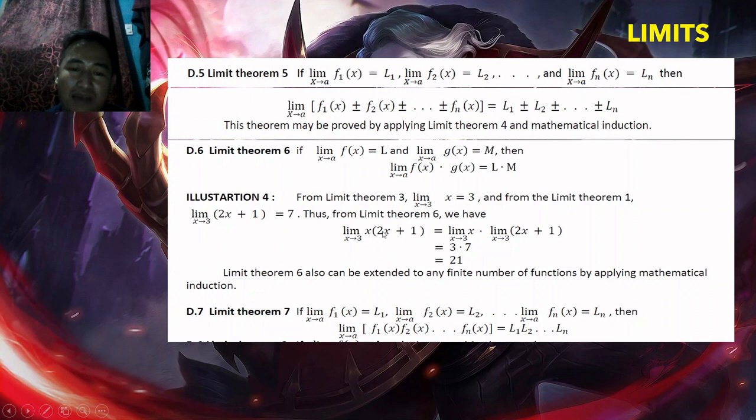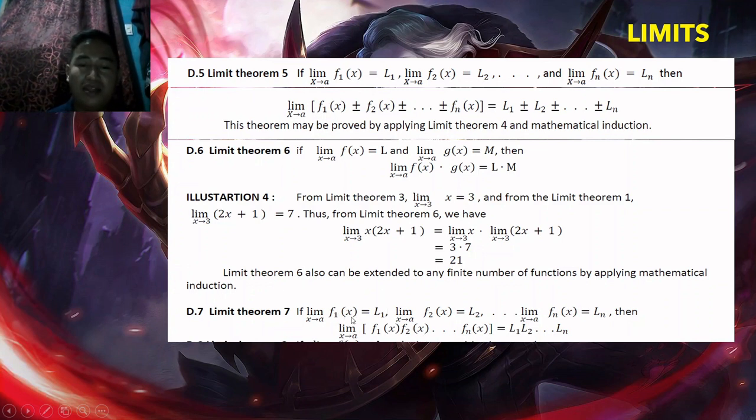So, that is 3 times 2 times 3 plus 1. Okay, 2 times 3 is 6 plus 1 is 7, and times 3 outside, so 21. Same answer, but this one is faster. So next class, limit theorem number 7.